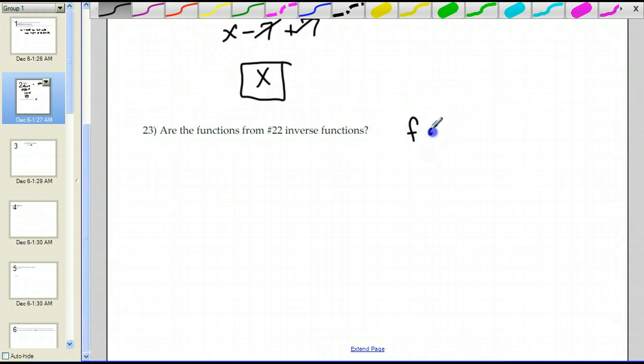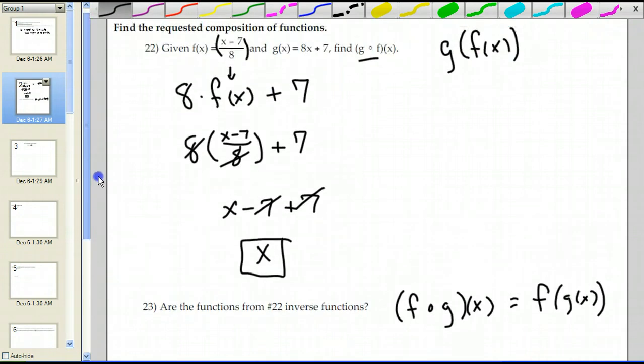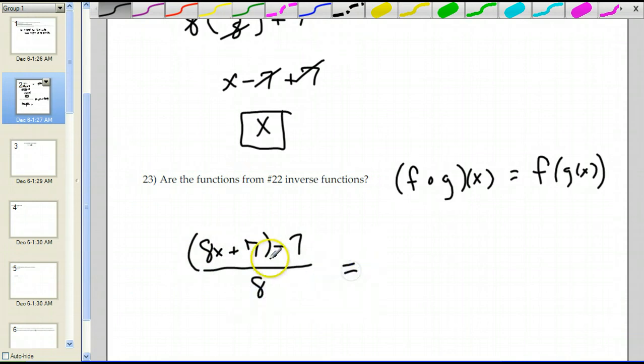But to confirm it, we also need to compute f of g of x, and if it's also x, right, then we do have inverse functions. Alright, so now we're going to put, this is the same thing as putting g into f. So we're going to take the g function, 8x plus 7, and let that be the input in the f function. So what does f do to an input? It subtracts 7, then it divides 8. So it's going to take 8x plus 7, it's going to subtract 7, and then it's going to divide 8. So you can probably see we don't need these parentheses, so you can drop them.